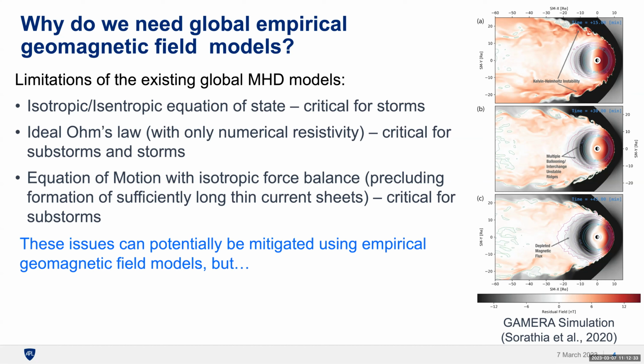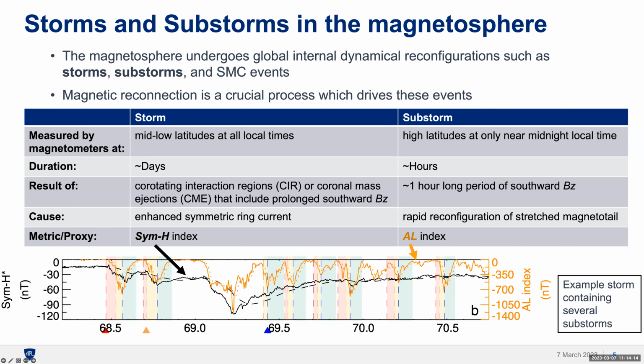These substorms were initially thought of as building blocks to storms, but that picture is no longer accepted. They are often observed at high latitude magnetometer stations near local midnight. They are much shorter in duration. They are captured by this AL index that I'm showing here in orange, and you can see that they're several hours long at most.